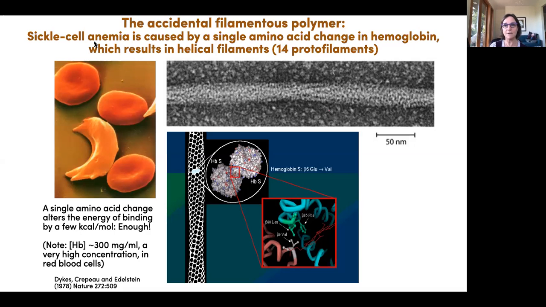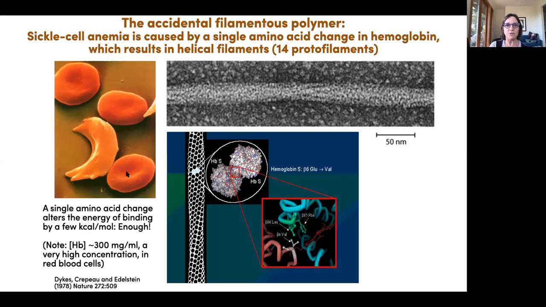So sickle cell anemia is a prevalent disease, especially in African populations, because heterozygosity for this mutation actually seems to confer some kind of resistance to malaria. And so in places where there's a lot of malaria, this mutation is more prevalent. In heterozygotes, it's usually tolerated, but in homozygotes, it's very bad.